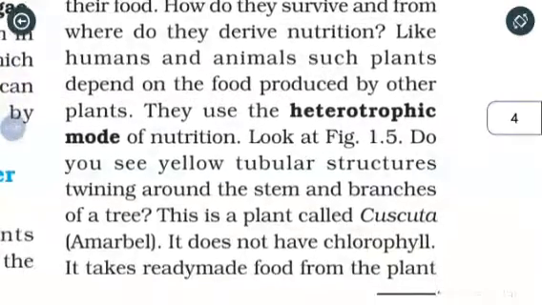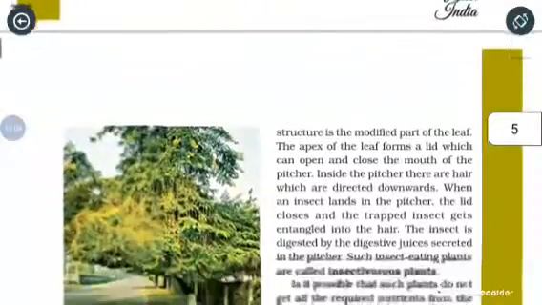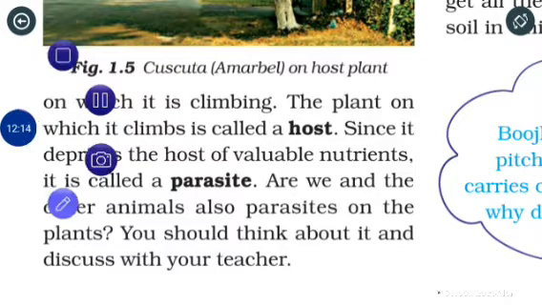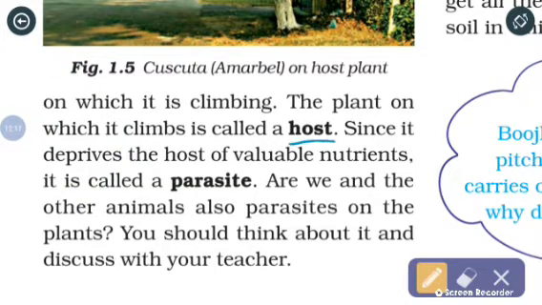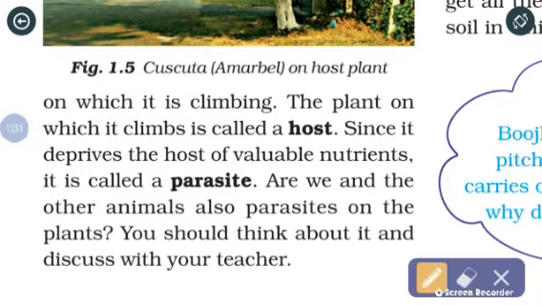Look at figure 1.5. Do you see the yellow tubular structures twining around the stem and branches of the tree? This plant is called Kaskata, also known as Amarbel. It does not have chlorophyll. It takes ready-made food from the plant on which it is climbing. The plant which it climbs is called the host. So it gets its food from the host. Since it deprives the host of valuable nutrients, it is called a parasite. This type of nutrition is called parasitic.